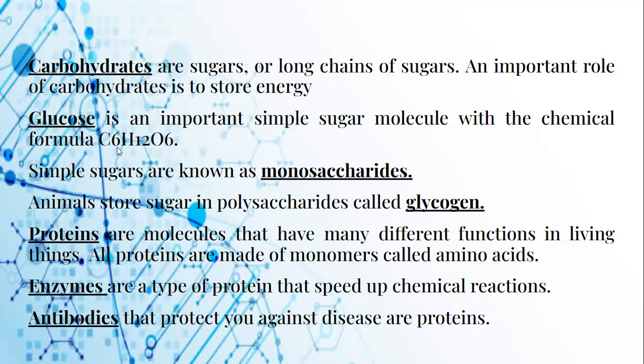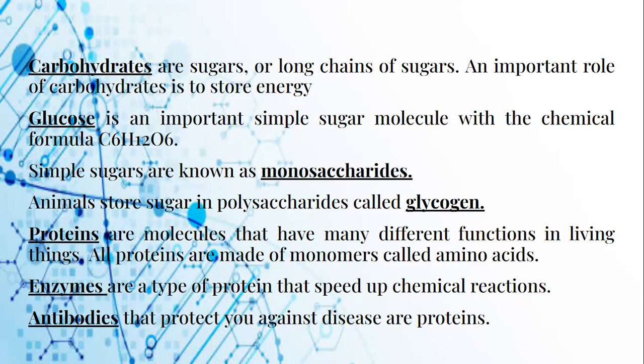So we have here the compound glucose, meaning meron siyang 6 atoms of carbon, 12 atoms of hydrogen, and 6 atoms of oxygen. Simple sugars are known as monosaccharides. So the animals store sugar in polysaccharides called glycogen.